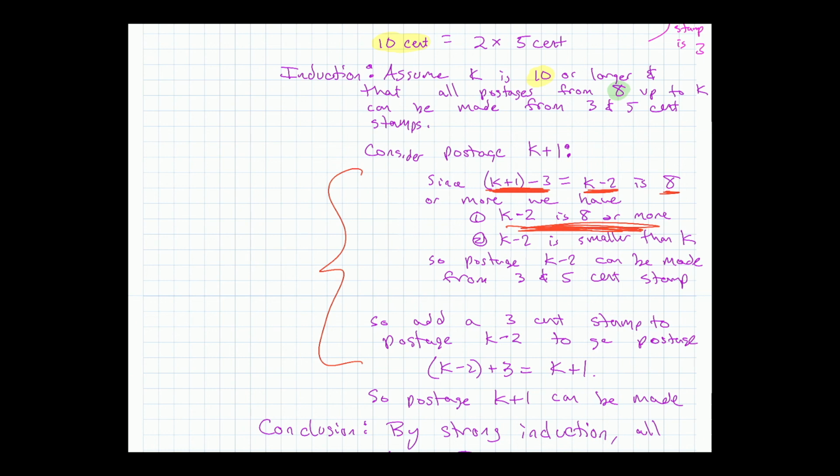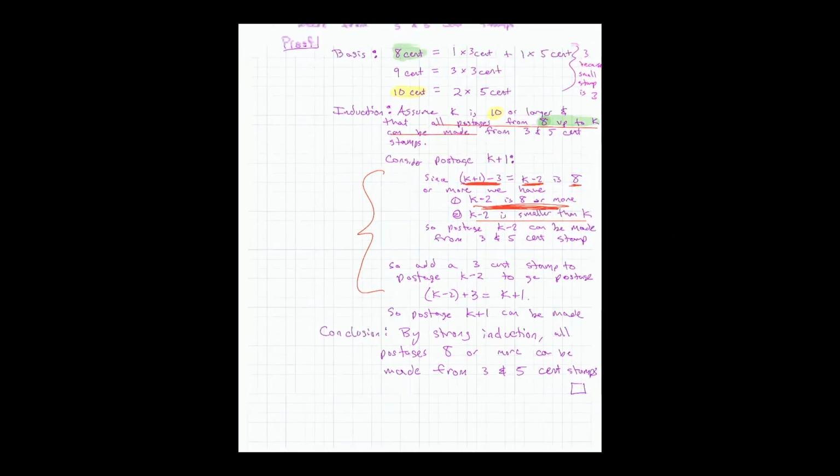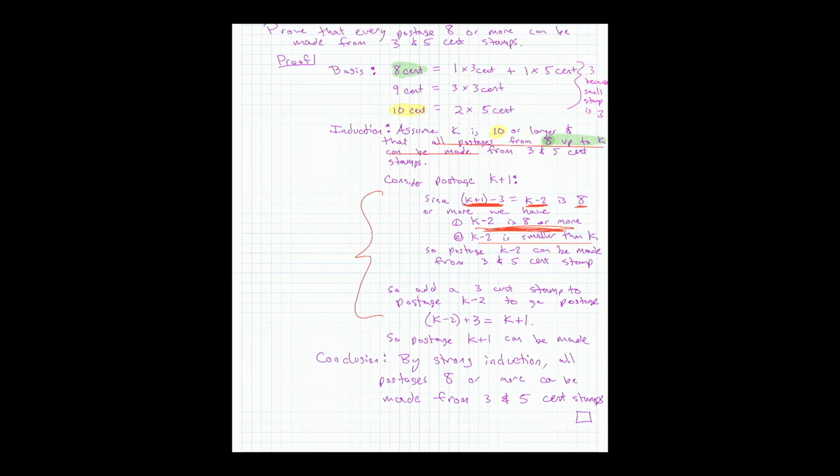Which means by this, all postages 8 up to K can be made. So we know that it's 8 or more and it's smaller than K. So that means it's from 8 up to K, which is our induction hypothesis. So the numbers were rigged so that K plus 1 minus the small stamp is in this section here, 8 up to K. All right. And that's what makes the whole thing work out. And so the numbers change from problem to problem, but that's how you construct one of these proofs.